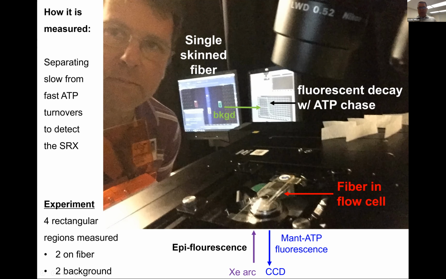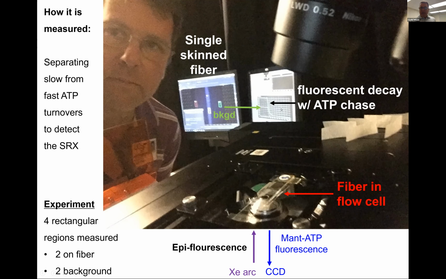So in the experiment, we put 2 regions of interest where we're measuring the fluorescence on the fiber, and 2 background regions of interest. You can see the higher curve here on the right is the decay of the fluorescence as the fluorescent ATP is being chased out by ATP, and then beneath that, the background. And our fiber is sitting here on this slide in this simple flow cell on the microscope stage.